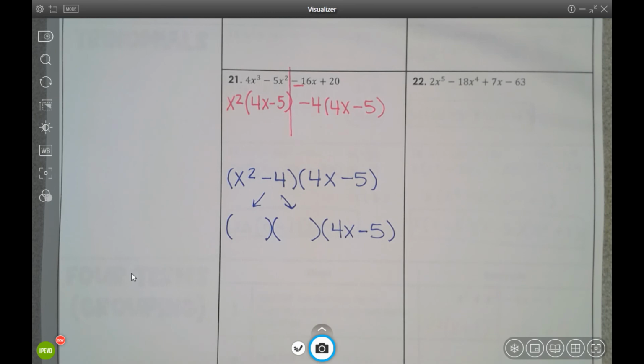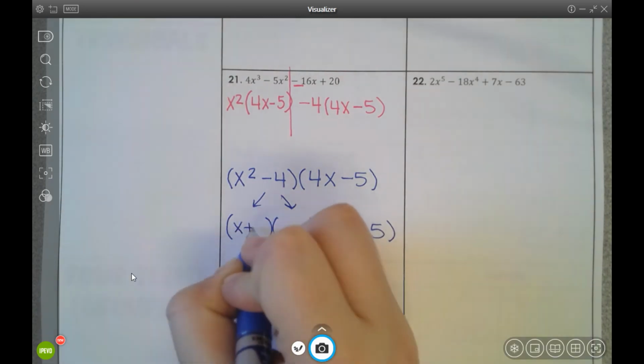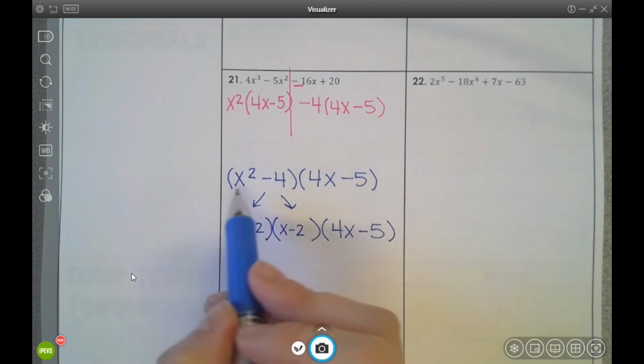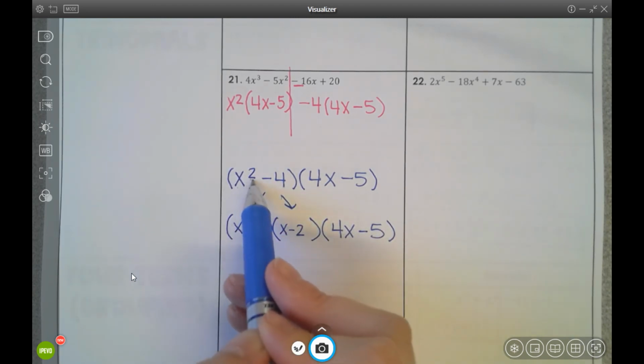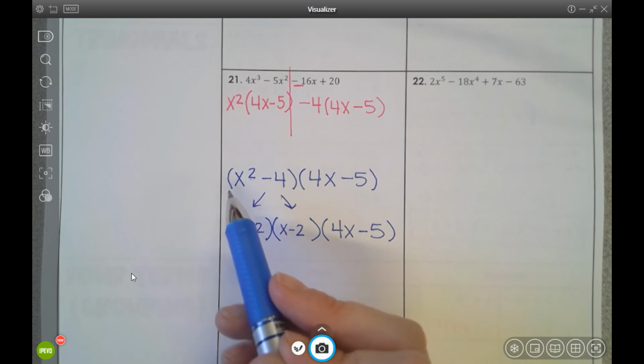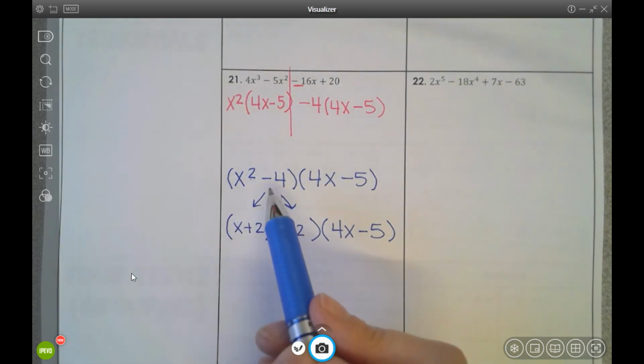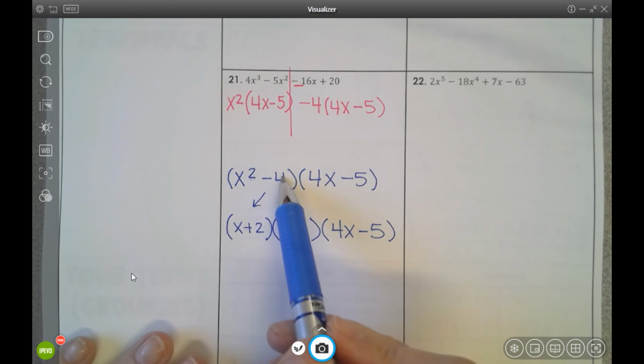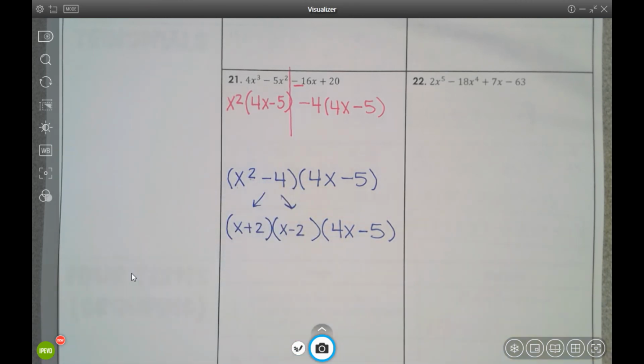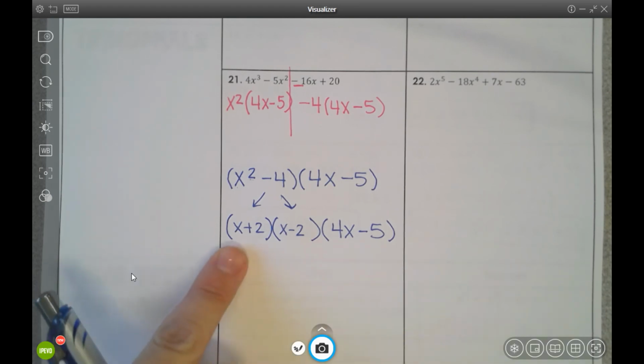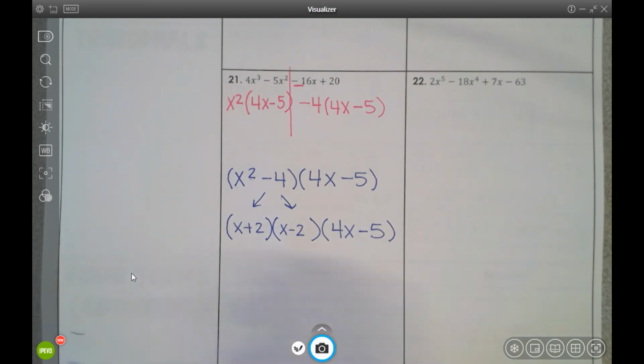Go ahead and write in there what you think goes in those parentheses. So when it's a difference of squares, how do you determine that? Anytime you have a variable with an even exponent, that's considered a perfect square. And then you got numbers that are perfect squares. So those are both perfect squares, and there's a subtraction in the middle. That means difference of squares. And so this would be x plus 2, x minus 2, and then 4x minus 5.